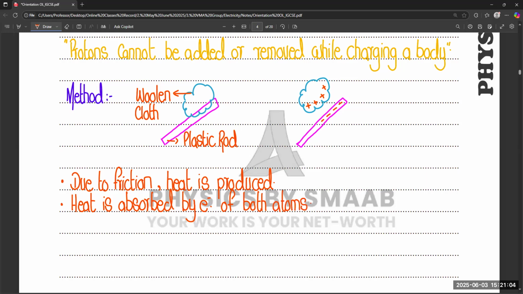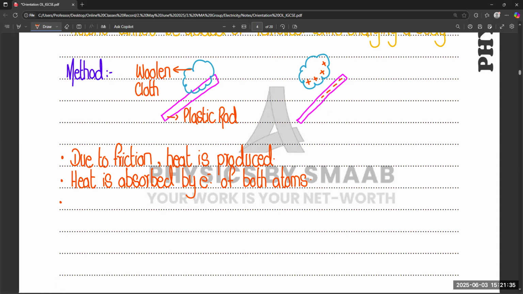Now, basically, when we make contact with the two bodies, the electrons of one body are loosely bonded, and the electrons of the other body are tightly bonded. So the body with loosely bonded electrons loses its electrons, and the other body, which has a strong bond of the electrons, starts to gain electrons from the other body. So this is the procedure that we have to mention in the answer.